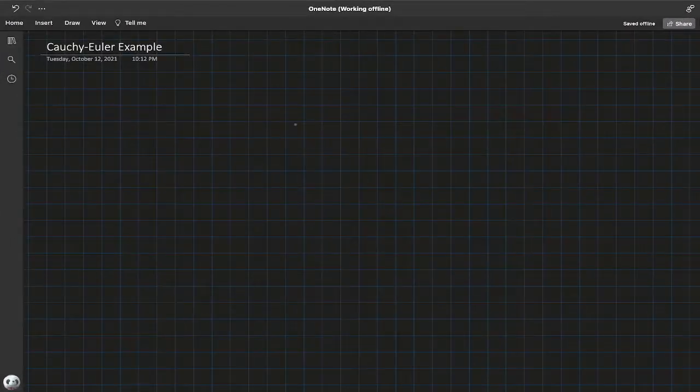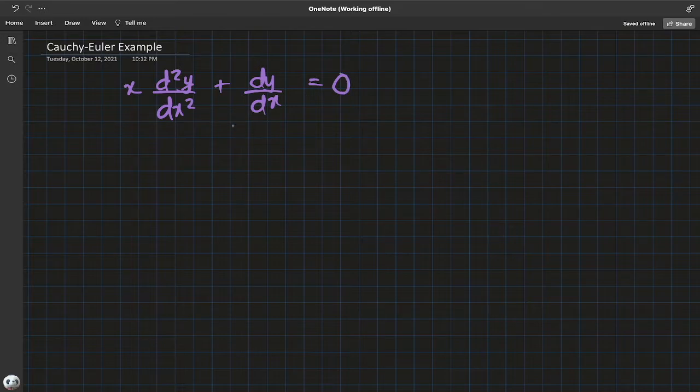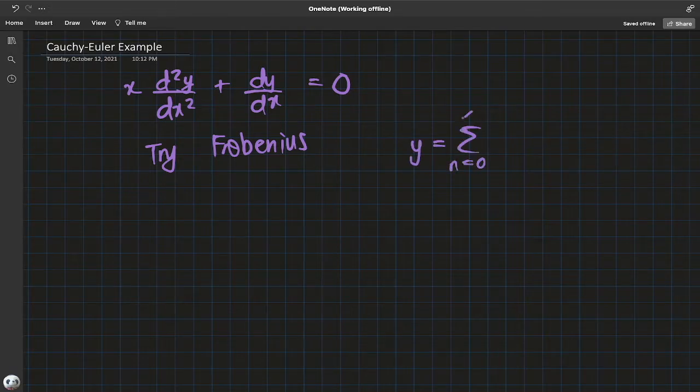Okay, now I would like to do an important example. This is a differential equation that I recently encountered while doing some mathematical physics. How do I solve this? Well, we can try Frobenius. That's what we did last video. So for that, y is of the form the sum from n equals 0 to infinity of c sub n x to the n plus s.